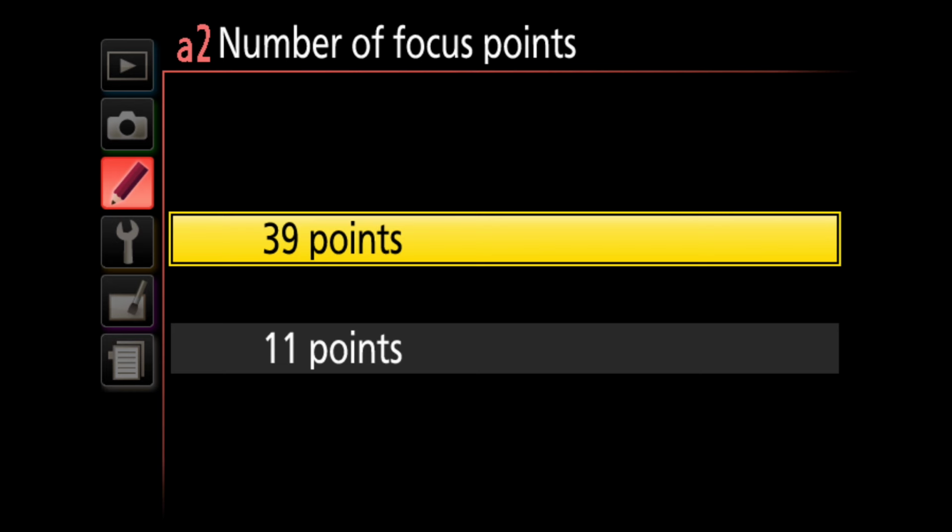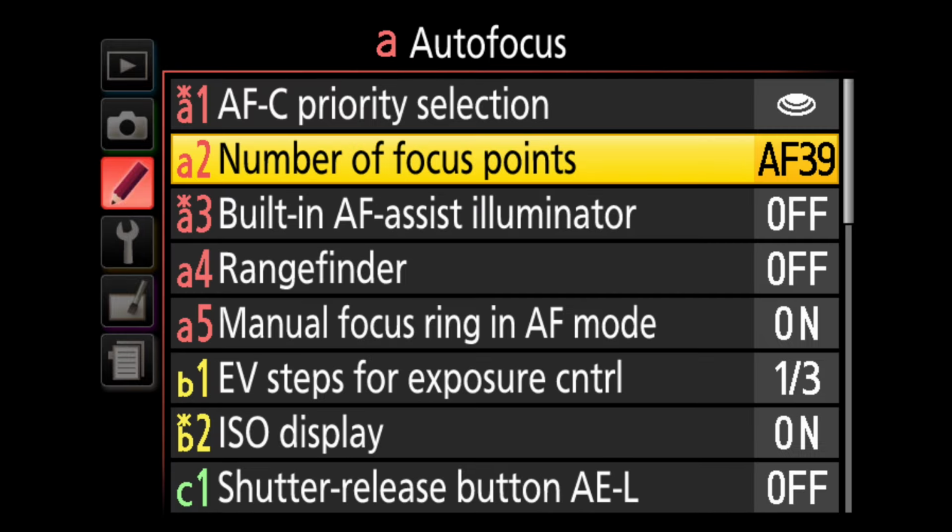This is not telling you how many points you're using at any one time. What this is telling you is how many points are selectable. 39 points means that when we move our focusing point around in the camera's viewfinder, we have 39 points to choose from. If we set this to 11 points, we would only have 11 points to choose from. Generally this means that our choice of where we want the focusing point to be is then restricted, and we can't be as creative or as accurate in terms of where we want to put our focusing point.